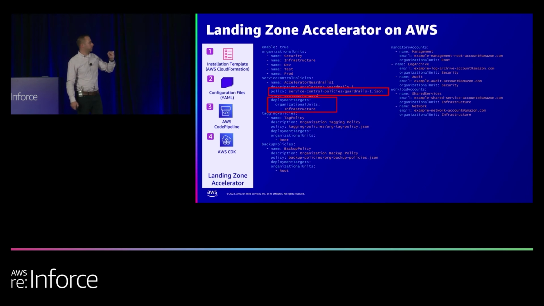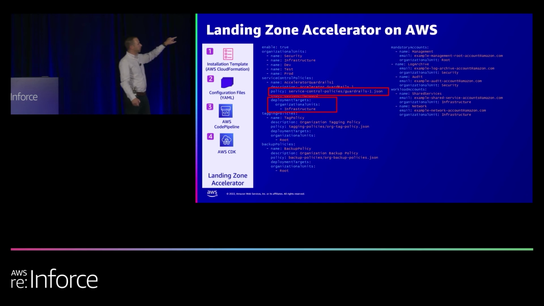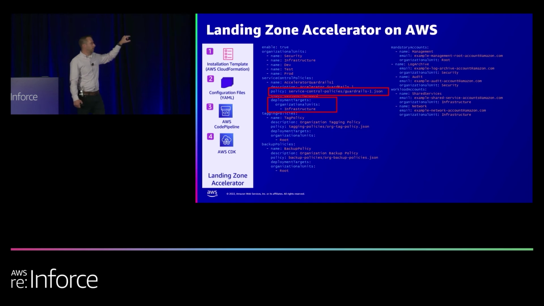But the key to understand here is you can go in and instantiate additional code blocks to say, I want a different policy to apply to my dev or test than I would for prod. Or, for example, I have an infrastructure OU where my centralized routing or my centralized networking account is, and there's a different security posture that I want to instantiate for that particular function. This is the section of the code and the configuration file where you can make those changes.